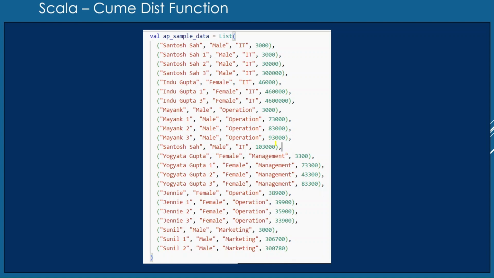So in this exercise, I am going to show you how the cumulative distribution function works. For this, we need some data, and here I am just defining a list. That list contains the data on which we are going to do this cumulative distribution function exercise.